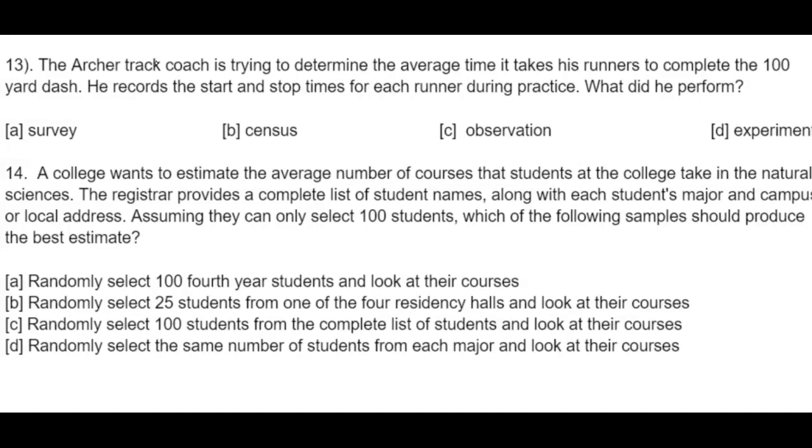What did he perform? The key here is that he recorded the start and the stop times for each runner. They were running anyway. He simply stood on the track and recorded when they started, when they stopped, and then used that to calculate the average time it took all of the runners to complete the 100-yard dash. He did not do a survey because he did not ask them for the values. He did not do a census, again, because he didn't ask them.